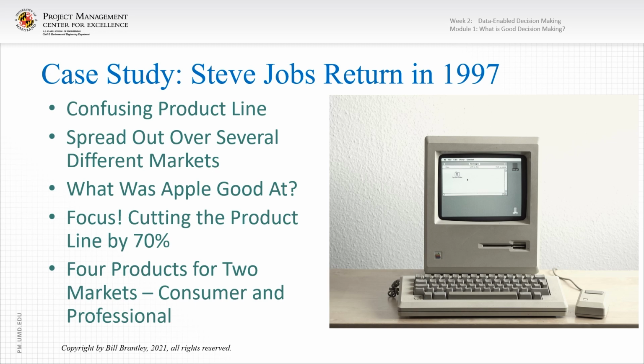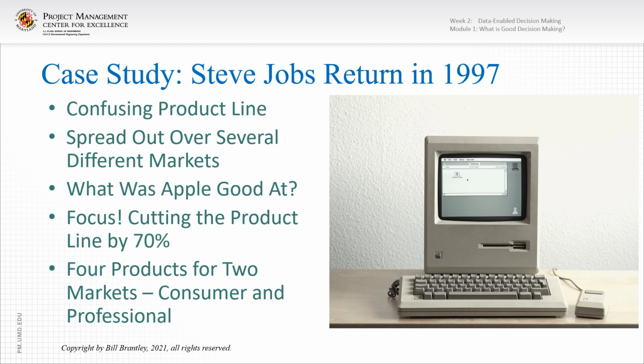So for the professional, you had the Power Macintosh G3 desktop and the PowerBook G3 portable. For the consumer, you had the iMac desktop and the iBook portable computer. And just a little side note here, the reason he called them the iMac and iBook is he wanted the I to signify the internet and to take advantage of the rapidly growing commercial internet and to show that Apple was back and that it was a part of this new revolution in computing, the internet.